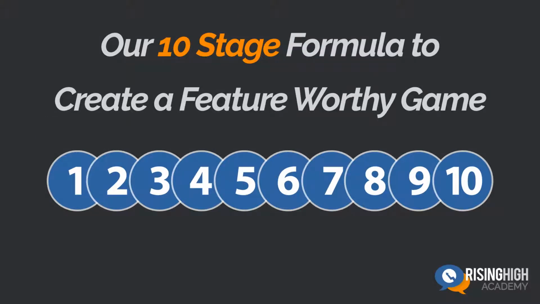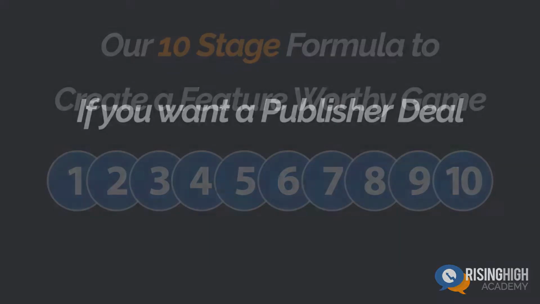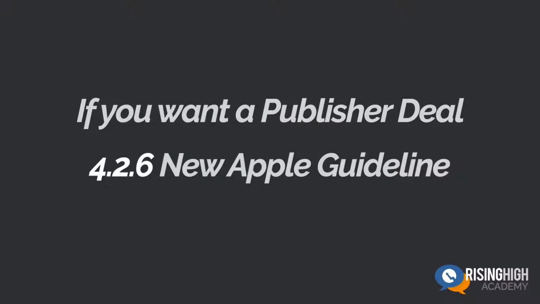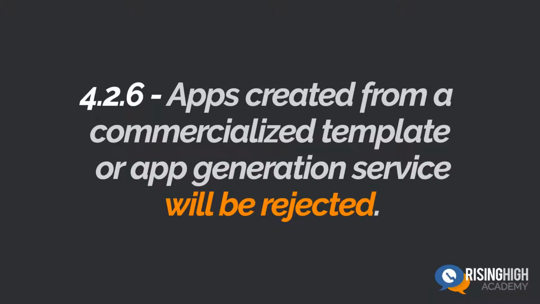Now, why is this important to you? Well, there's a couple of reasons. One, if you're looking to get a publishing deal, you're going to want to see this. And number 2, you might know the numbers 4.2.6. Now, if you don't, 4.2.6 is a new Apple guideline regarding commercially bought templates. Apple has closed the door on the source codes. You are going to be very lucky to get any commercially bought template through the review system. They are cleaning up the store, accounts are being closed. It's time to up your game, and I'm here to show you how we do it.